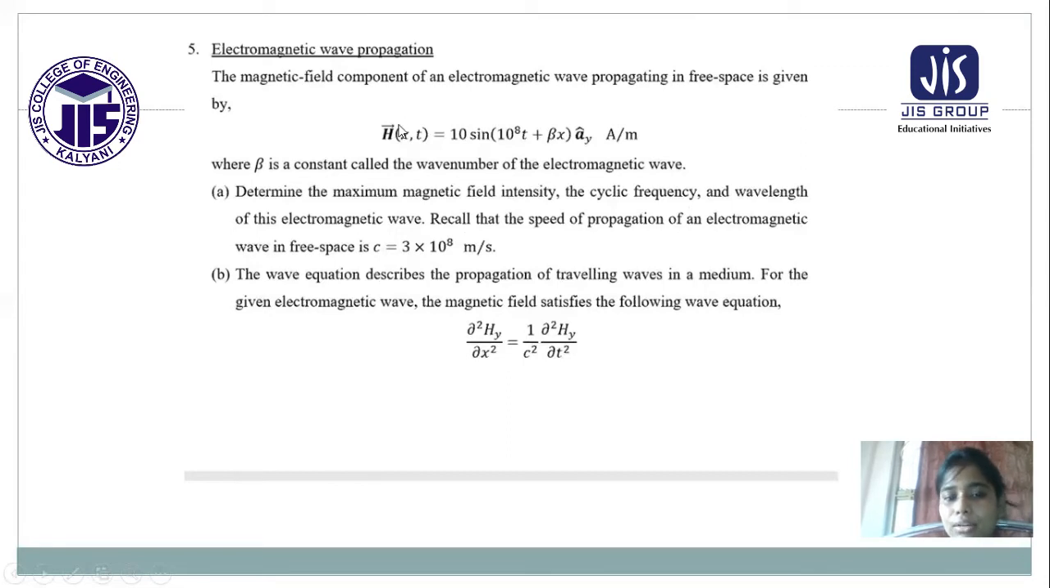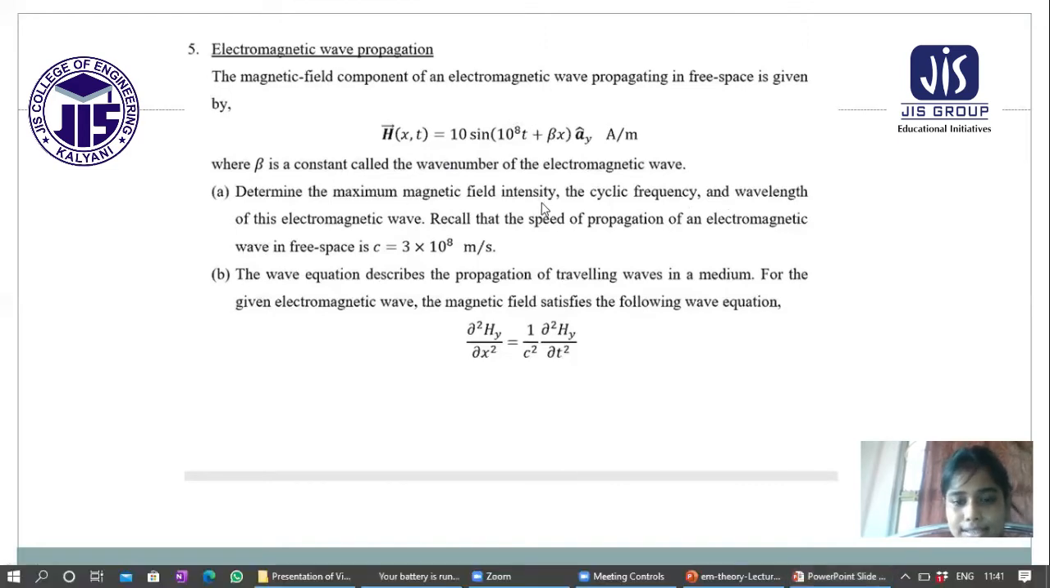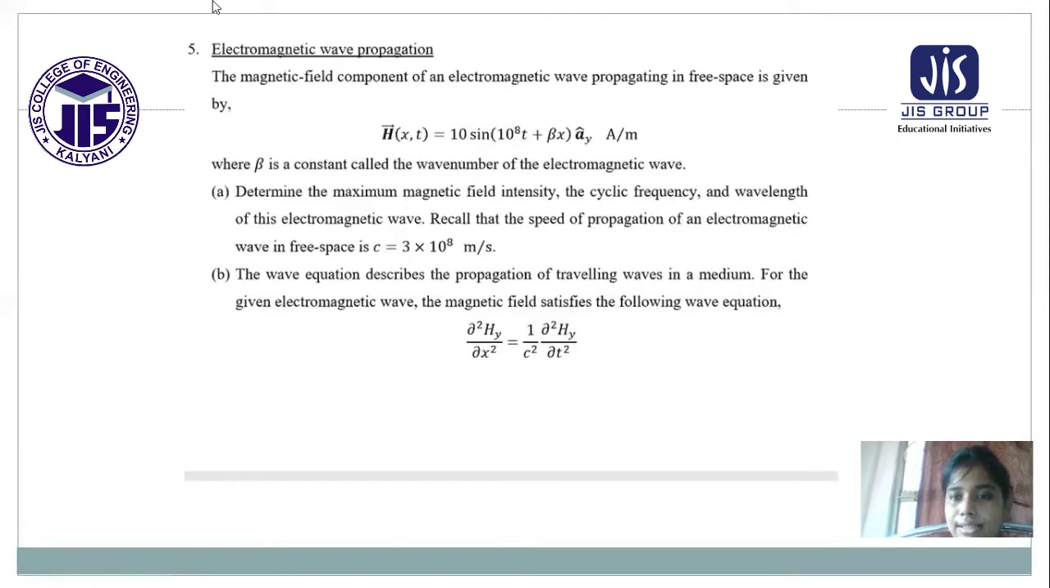Now how can we do this numerical? You just have to compare this equation with the general wave equation of the magnetic field. If you compare it, then you can get the cyclic frequency and the magnetic field intensity. This is the procedure. Next is the wave equation.